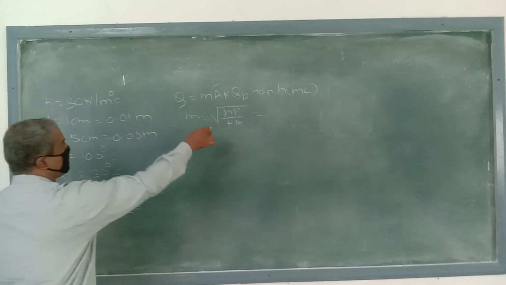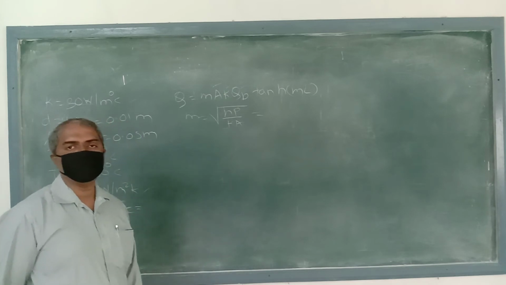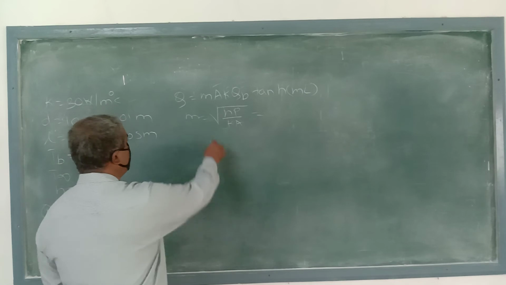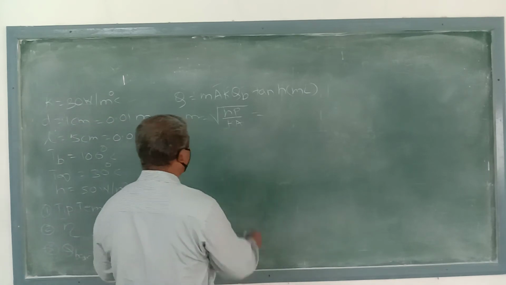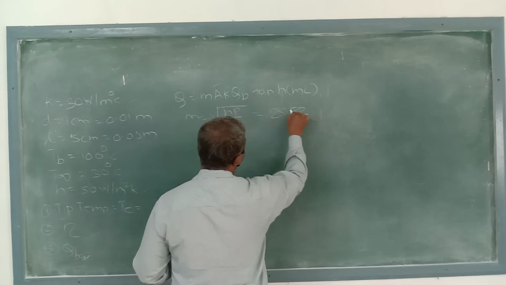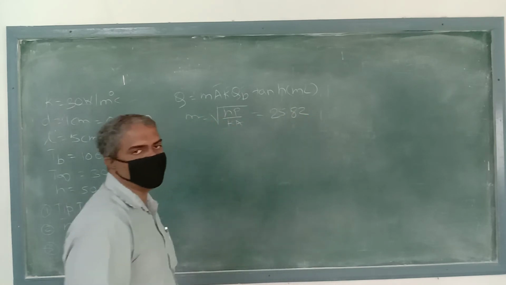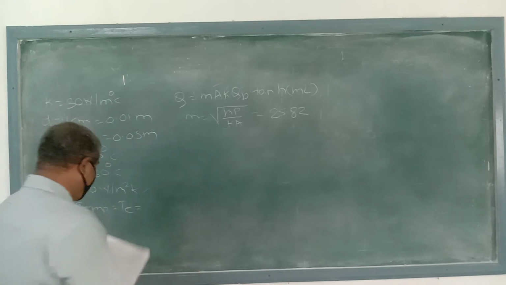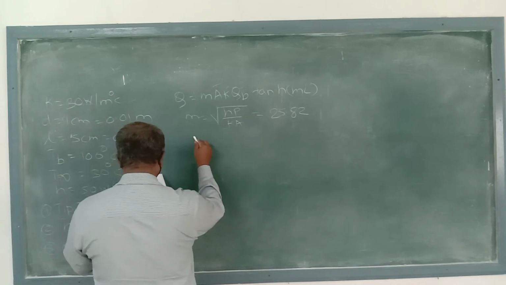For calculating the perimeter and cross section area, they have given the diameter. So we can substitute the values and we can calculate the value of m. m becomes 25.82. And once you know the value of m, you can calculate the value of Q.